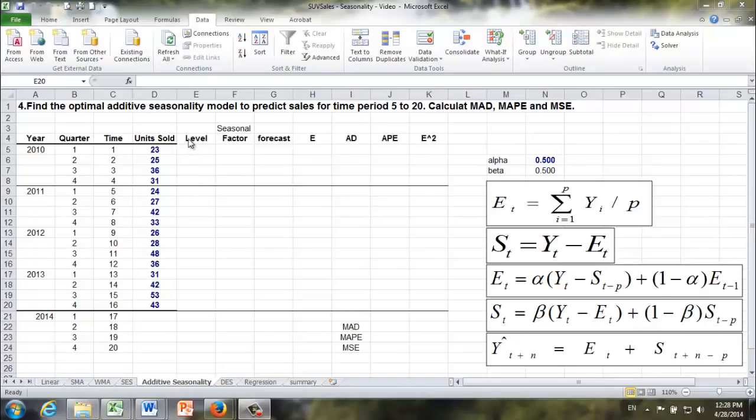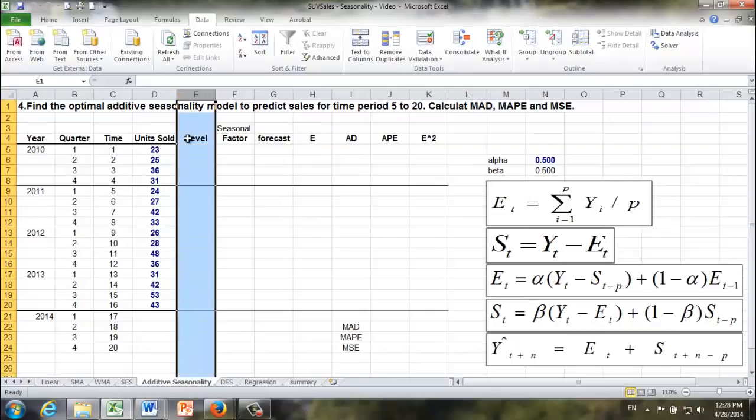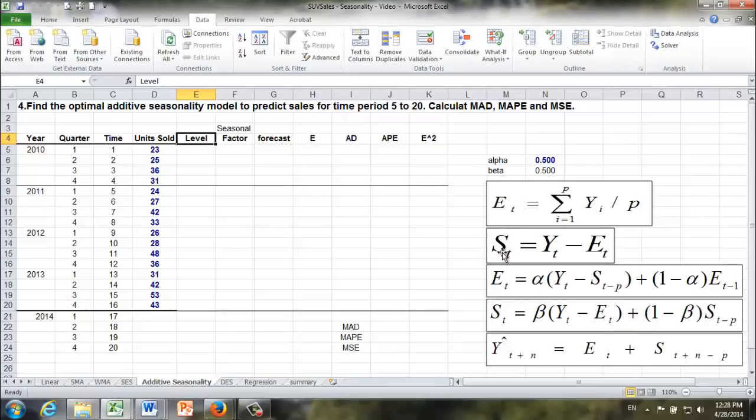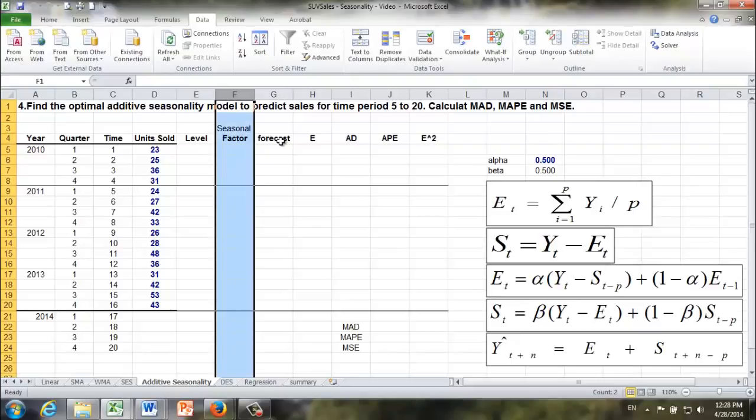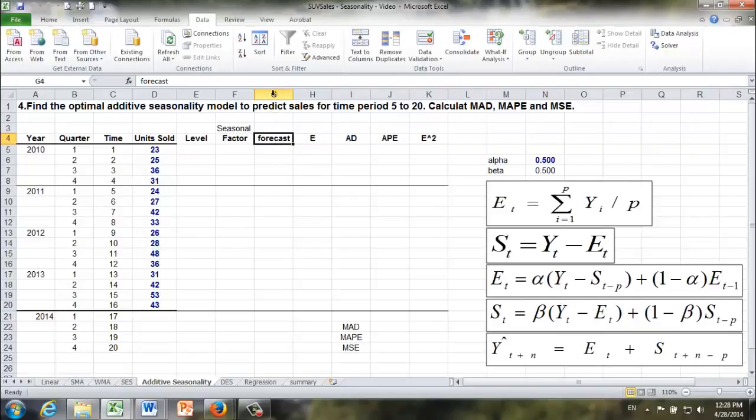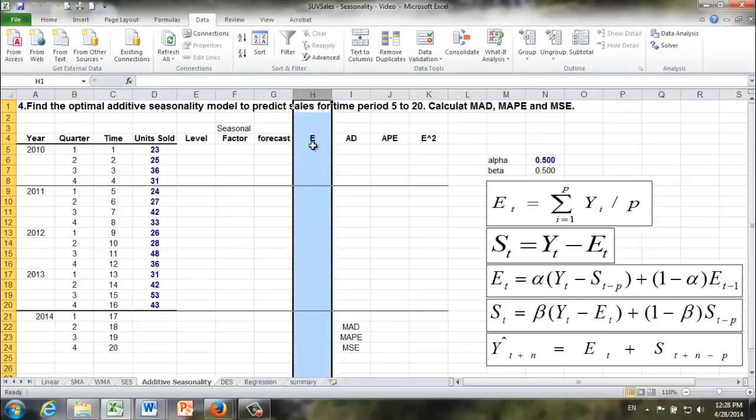E means level, or sometimes people call that base level. They are in our column E. And S is called seasonal factor. They are in our column F. And Y_t hat, as usual, is forecast. They are in column G. And then in column H we have forecast error, and so on and so forth.